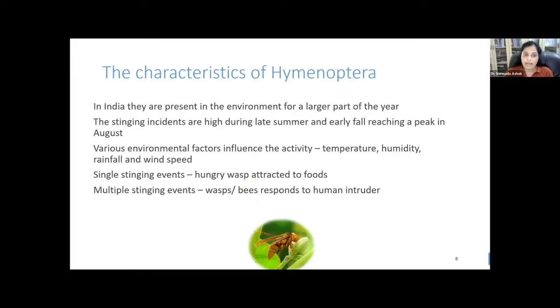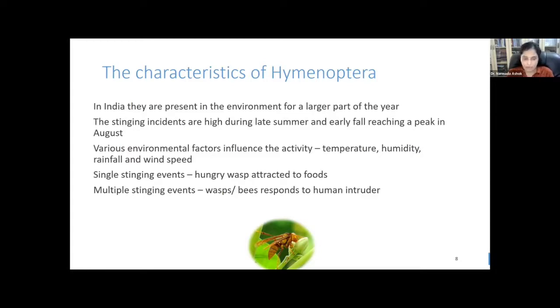When we look at the characteristics of Hymenoptera stings, they are present in the environment for a larger part of the year, whereas in Western countries, they may be present only in certain seasons. Here, because we have a very different environment, and most often it is very sunny in most places for the larger part of the year, Hymenoptera are going to be present. However, the stinging incidence appears a little higher during late summer, probably because of more holidaying during that time, and it reaches a peak in August when the rain starts.